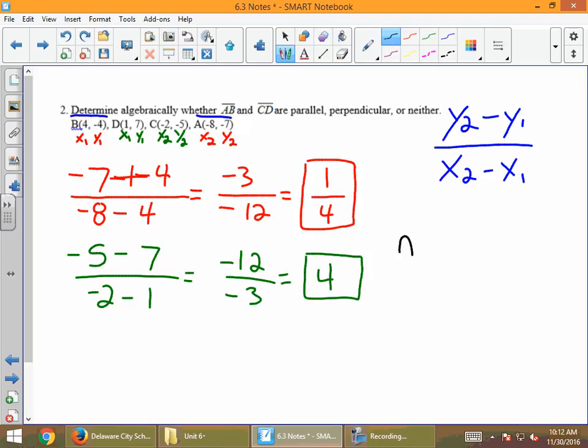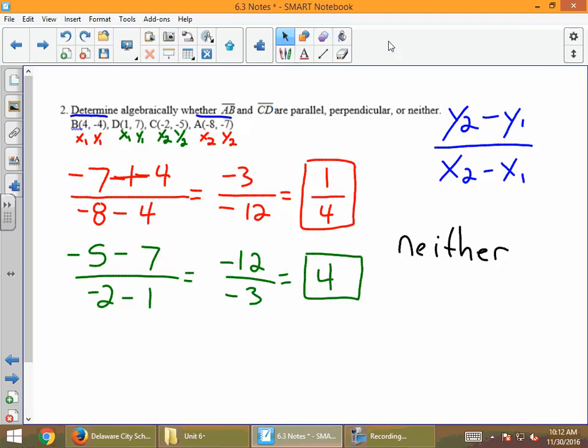This is neither because it is very tempting. You'll see lots of these. It's neither because they are flipped. 1/4 flipped is 4, 4 over 1. How do you think about it? But they are not opposite. Meaning one is not positive, one is not negative. You have to have one negative, one positive. If they are not, it automatically goes into neither. I don't care what it is. As soon as you see one's negative, one's positive, stop right there. It's neither. You can't have two at the same time. They won't work out.